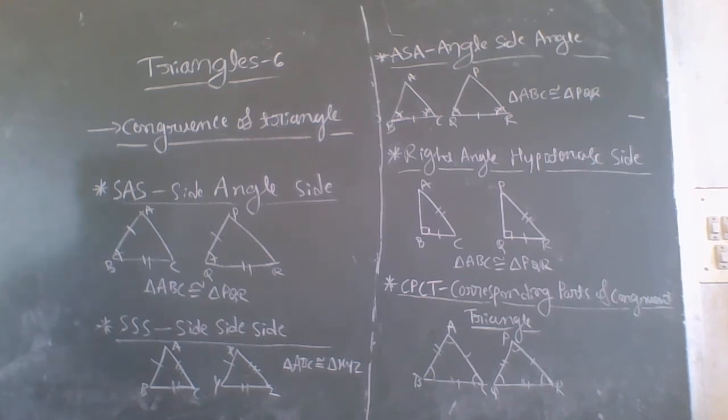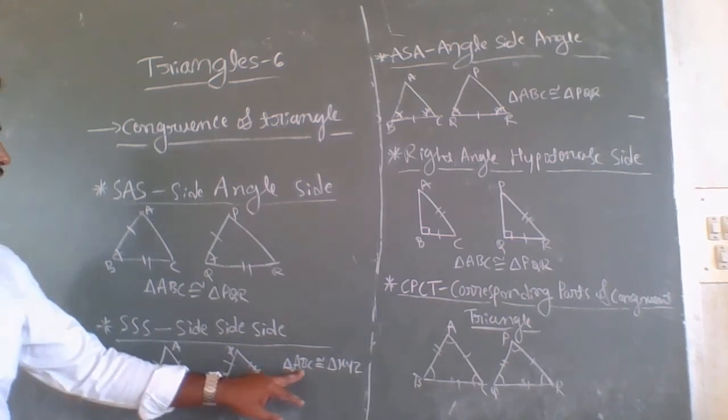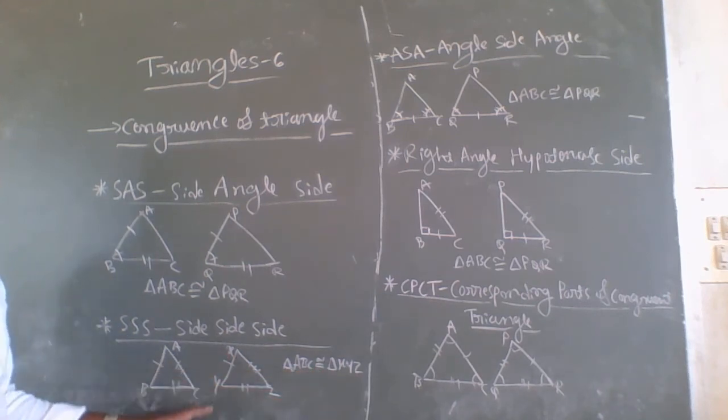SSS means side side side. So here corresponding sides are equal to each other. Here side AB is equal to side XY, side BC is equal to side YZ. Like this only, side AC is equal to side XZ. So here all the corresponding sides are equal to each other. Therefore, by SSS, these two triangles are congruent to each other. So here triangle ABC is congruent to triangle XYZ.